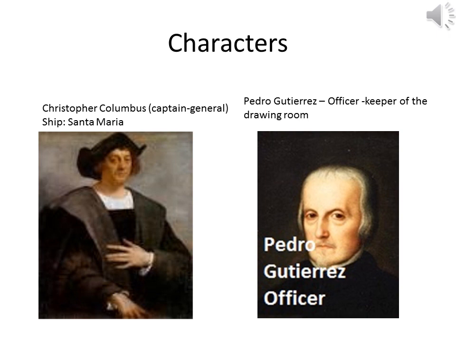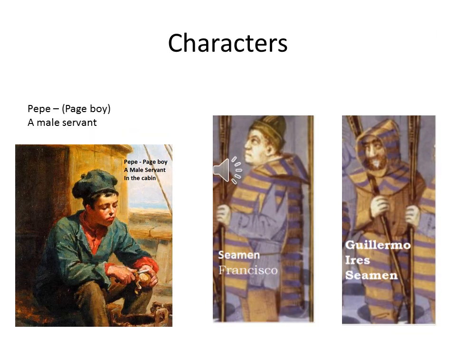So the important characters for this play: number one, Christopher Columbus. He is the captain of the ship. The ship's name is Santa Maria. There is another person called Pedro Gutierrez. This Pedro Gutierrez is an officer. He takes care of a lot of things, including the drawing room. The next character is Pepe. He is a page boy. He is a male servant.